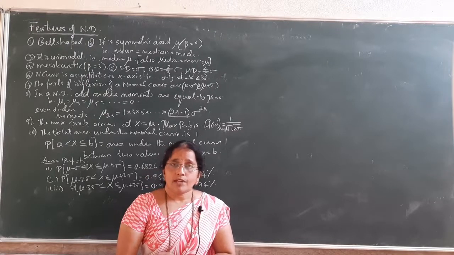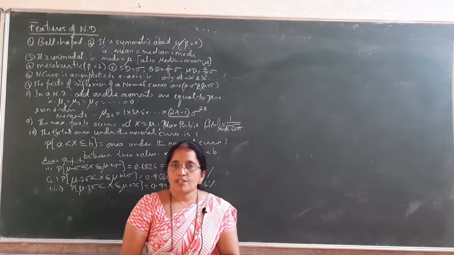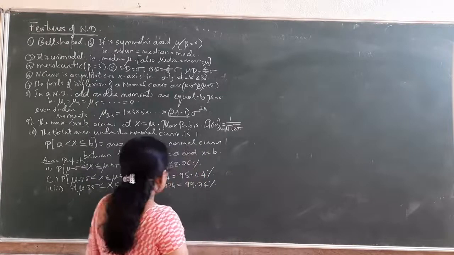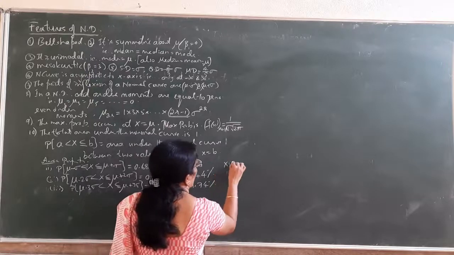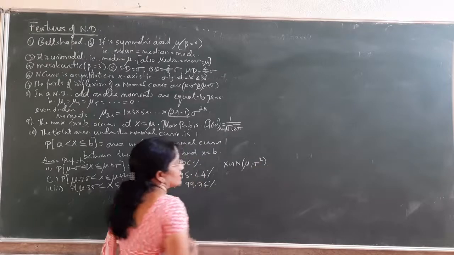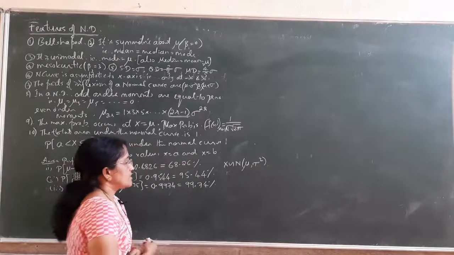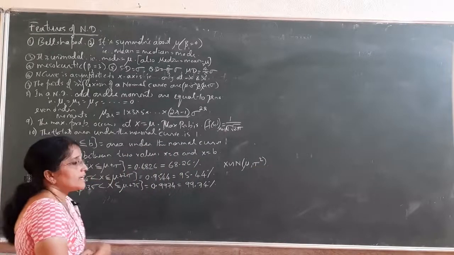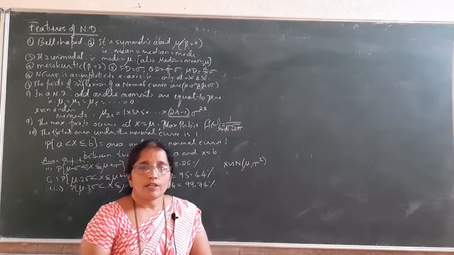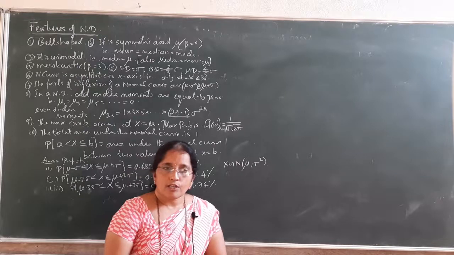If a random variable x follows normal distribution with the parameters mu and sigma square, symbolically we can write x follows normal in bracket mu comma sigma square. Is it right? Okay. Next, here in a normal curve, what are the values of q1, q3? What is q1 and q3?